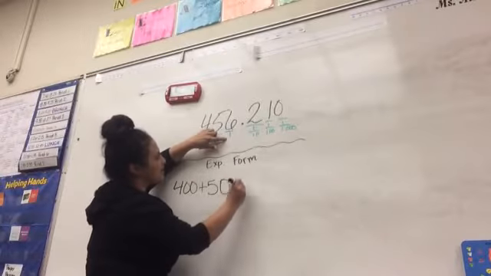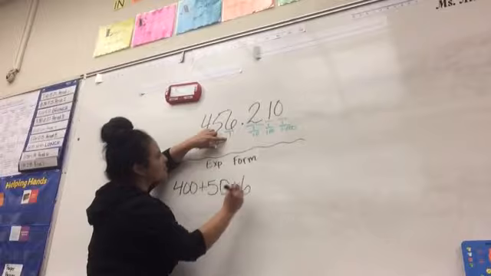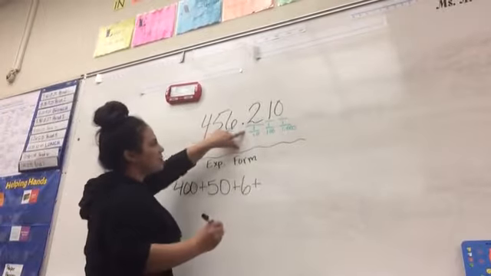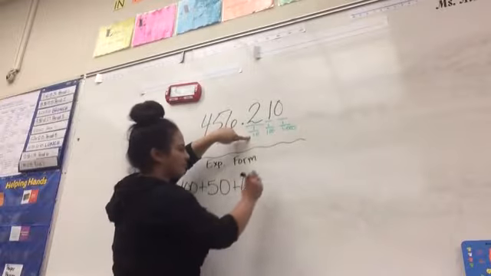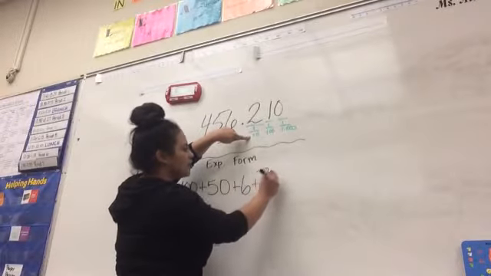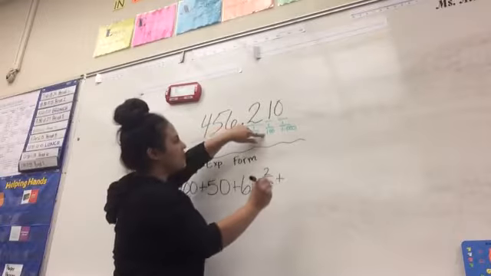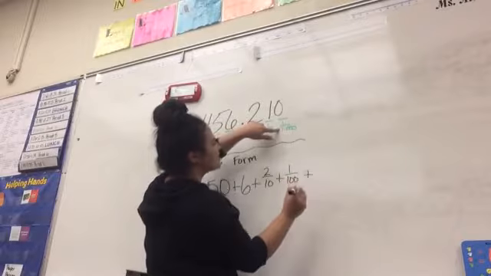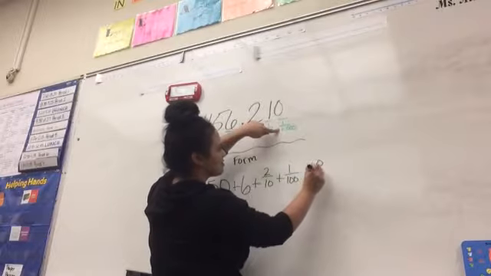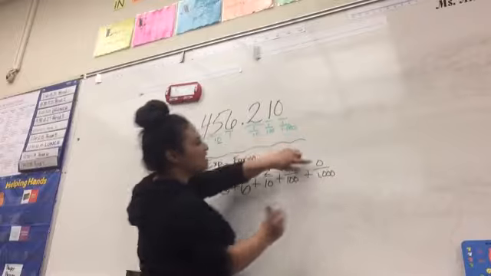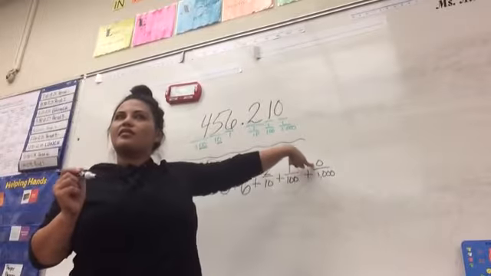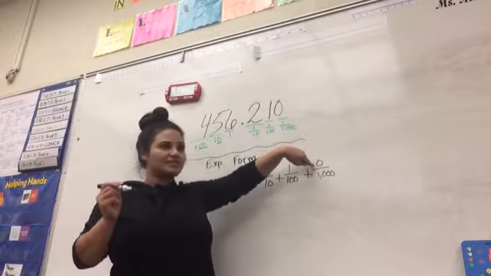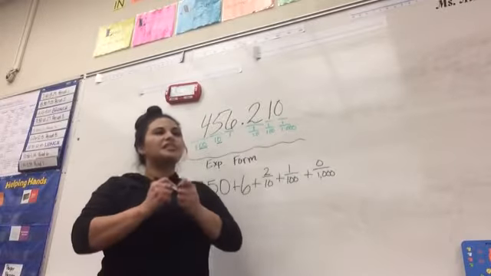How many ones do I have? 6. How many zeros? 0. Yeah, because you have 0 zeros. So now we're going to keep going. How many tenths do I have? 2. It's going to be over 10. Good. How many hundredths? 1. Over 100. How many thousandths? 0. Over 1,000. Can I leave this 0 out? No. I need to say I have 0 thousandths. 0 is a number. You need to let me know that, okay?